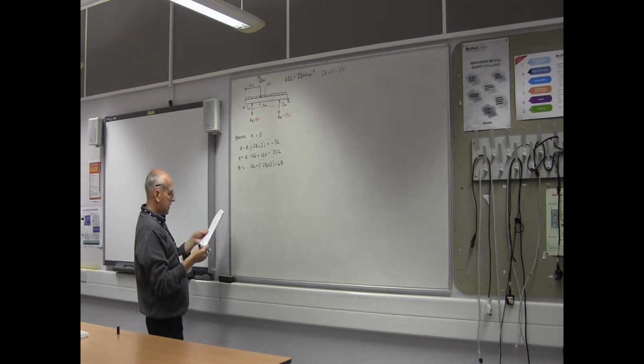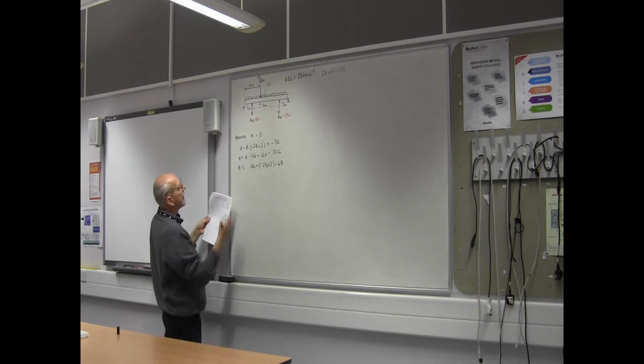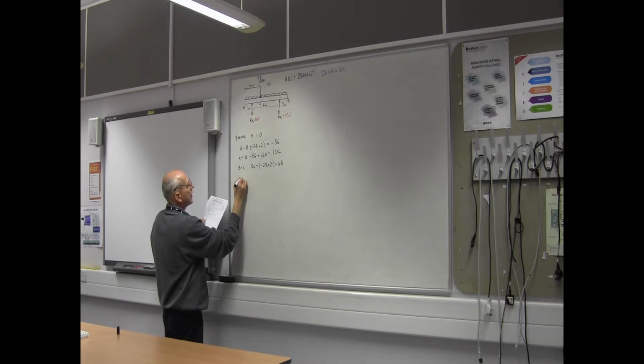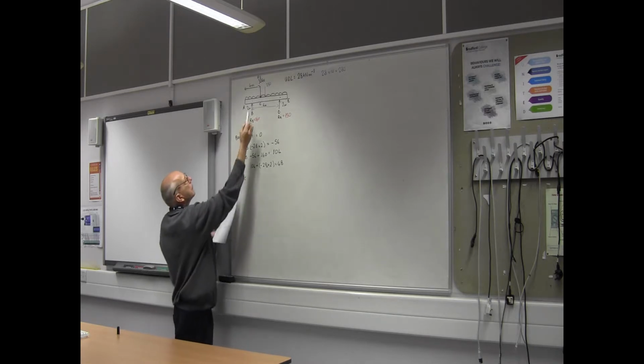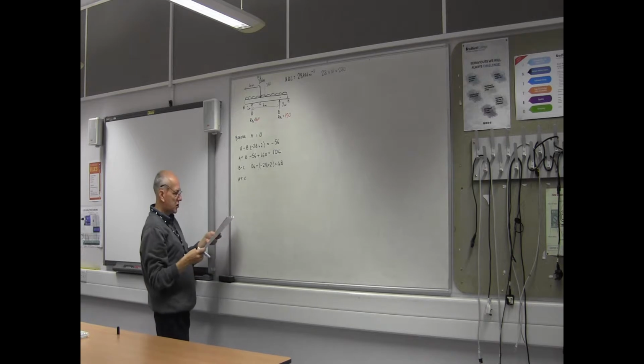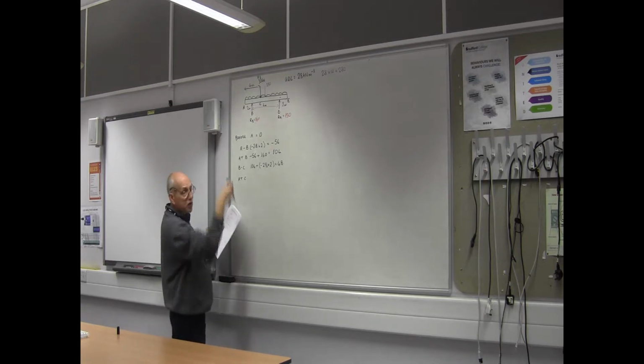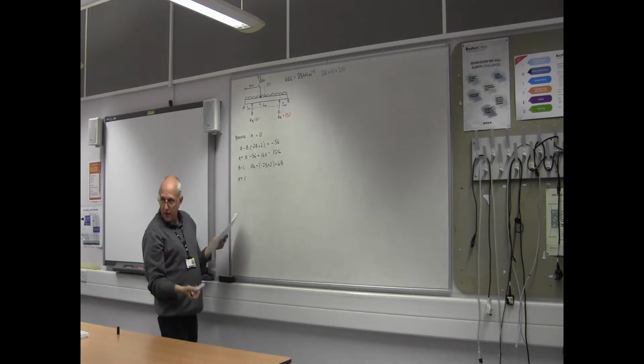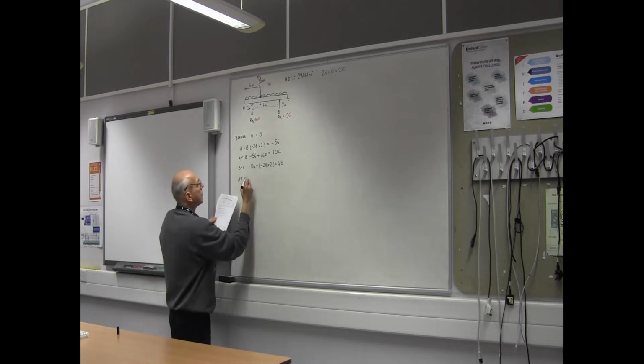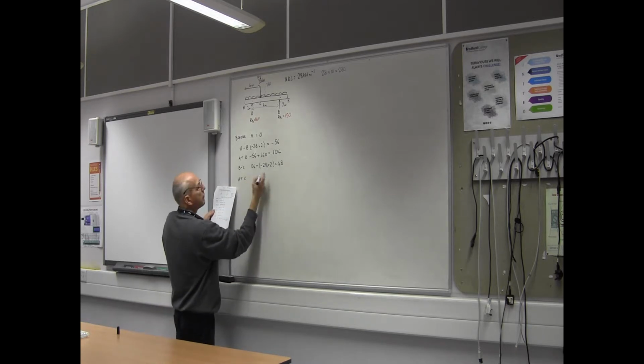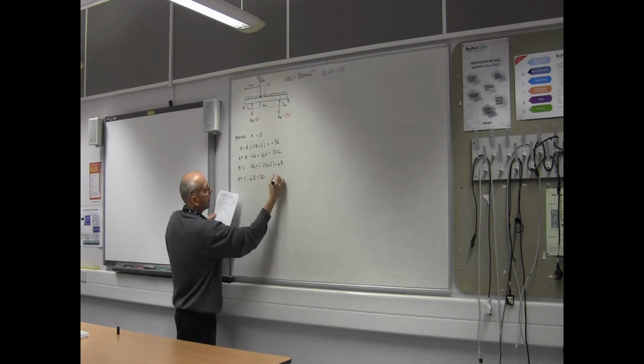And then when we get to C, we've got a new thing happening. We've got this 30 kilonewtons. So that's pushing down, so it's a negative. Everything down is negative, everything up is positive. So we've now got, starting with 48, and then minus 30, which gives me 18.